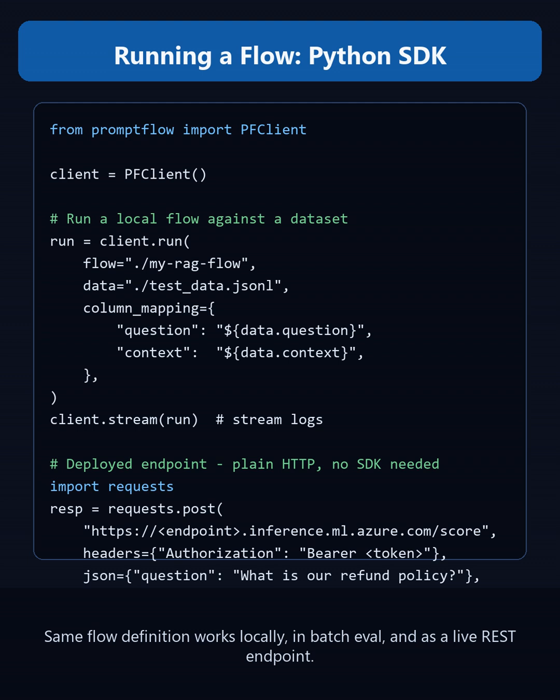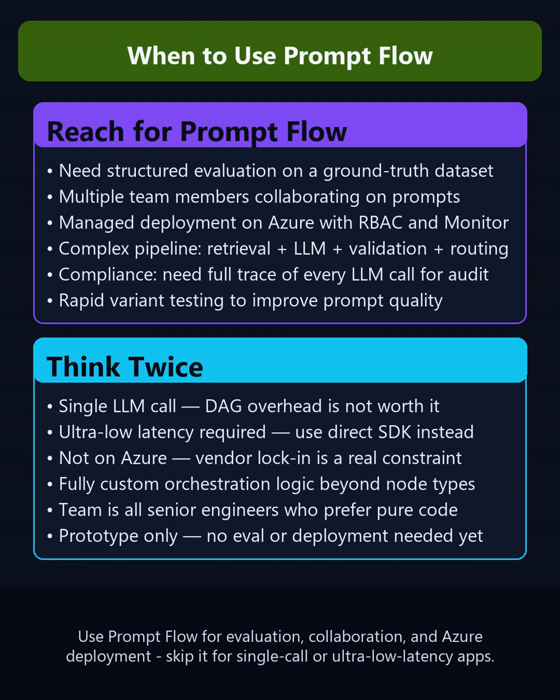Use Prompt Flow when you need structured evaluation and tracing, when multiple team members collaborate on prompts, or when you need managed deployment on Azure. Avoid it when you need ultra-low latency and the DAG overhead matters, when your pipeline is a single LLM call with no branching, or when you are building outside Azure and vendor lock-in is a concern.